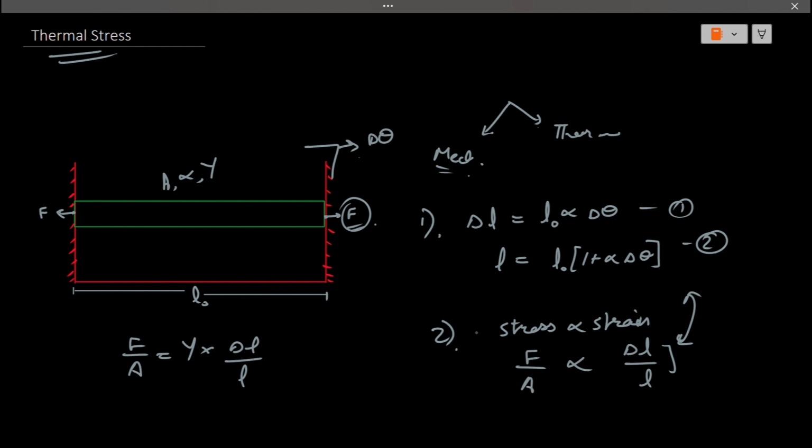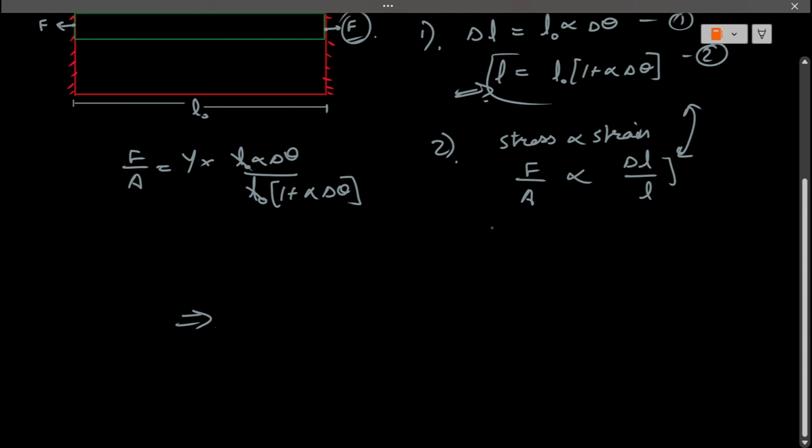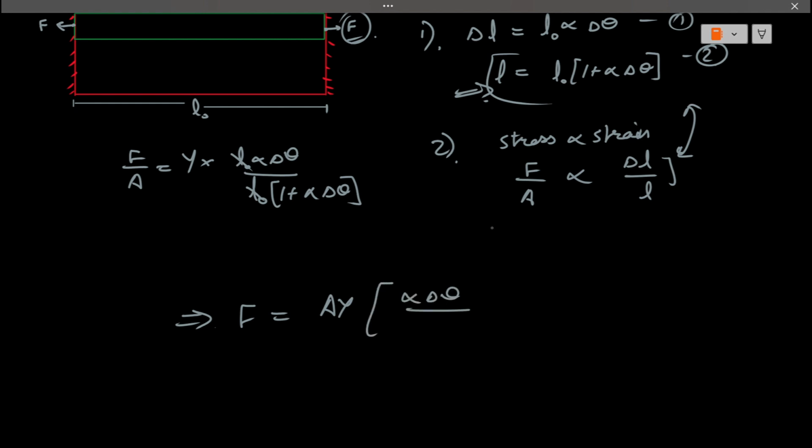This delta L is L0 times alpha delta theta, over the final length, that is L, which is L0 times (1 plus alpha delta theta), right? L0 and L0 cancel away. So we get the value for force F as A Y times alpha delta theta by (1 plus alpha delta theta), right? That is the answer to the question, and that is it for now.